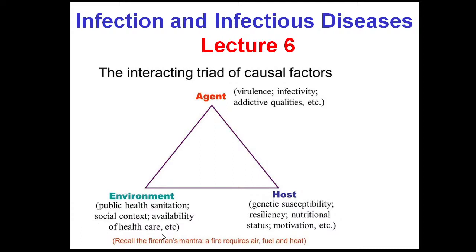And when we see this triangle, we recall the fireman's mantra. Can you see here? To make a fire, or to let a fire go on, it requires air, because without air fire won't happen, a fuel, and heat. So this is the mantra of the microbiologists: environment, agent, and host.